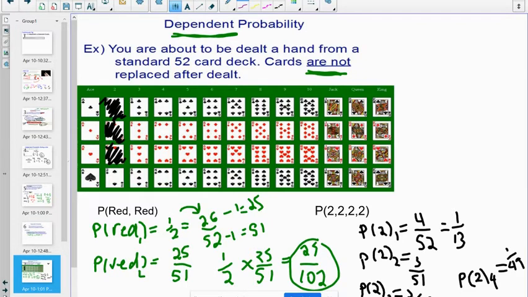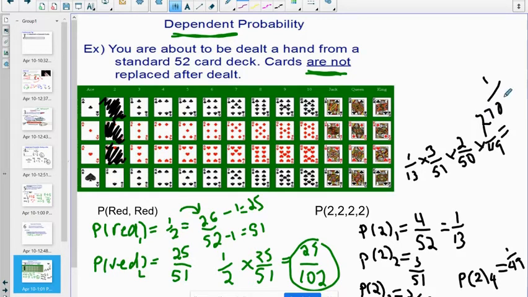And then you'll go through and multiply those. We have 1/13 times 3 over 51 times 2 over 50 times 1 over 49. And that simplifies to 1 over, it's going to be a very large number, 270,725. There would be your final answer. And you'd only do this if they are dependent.